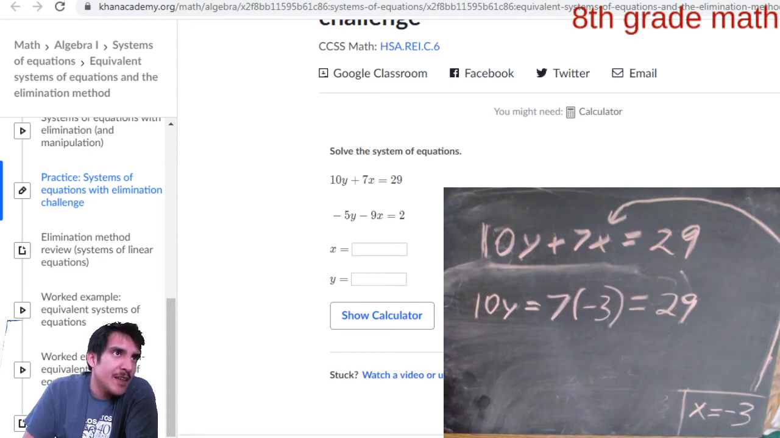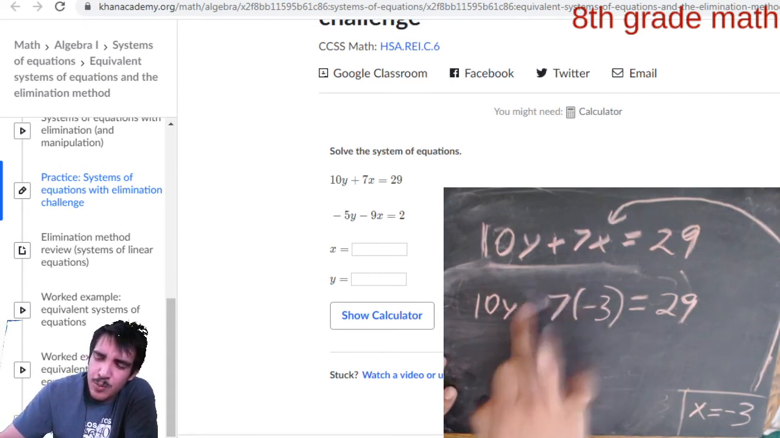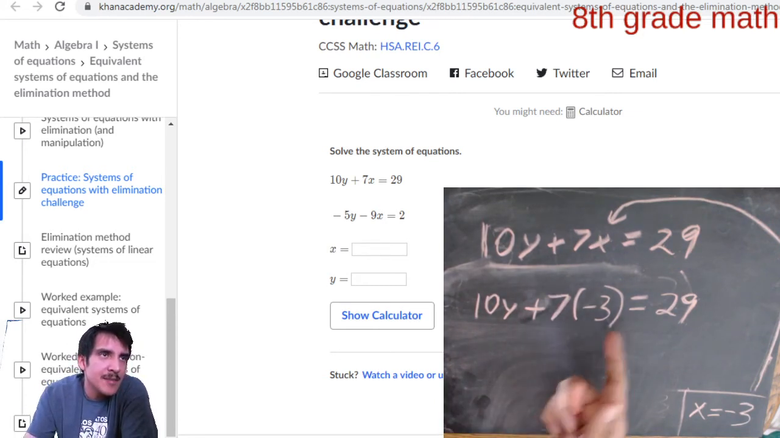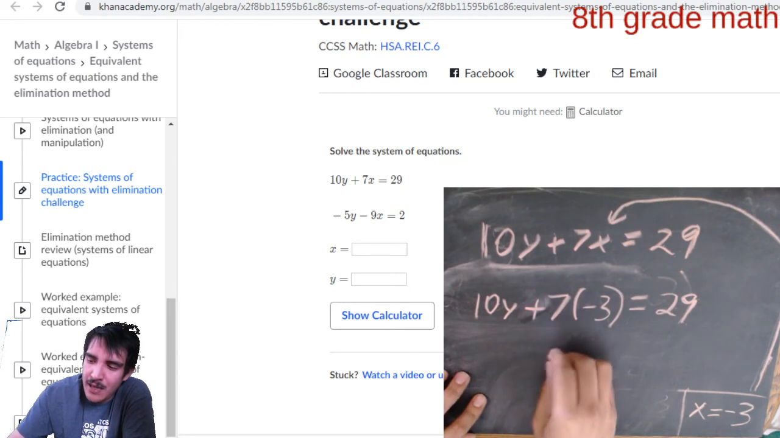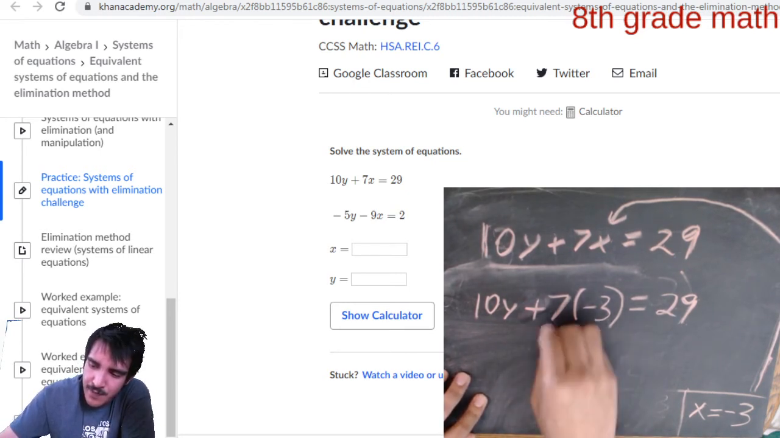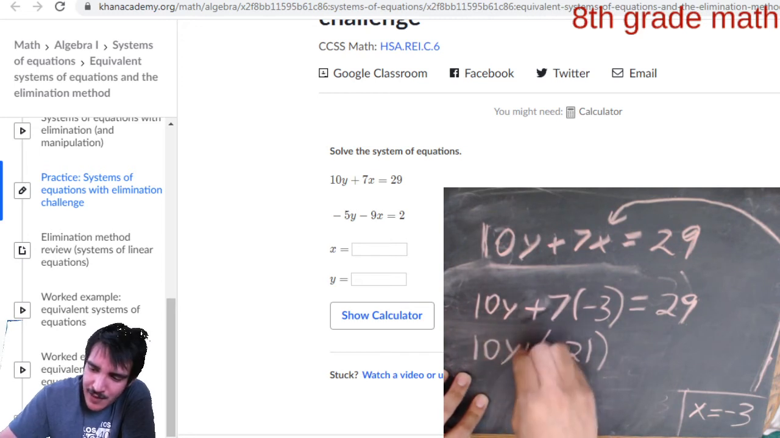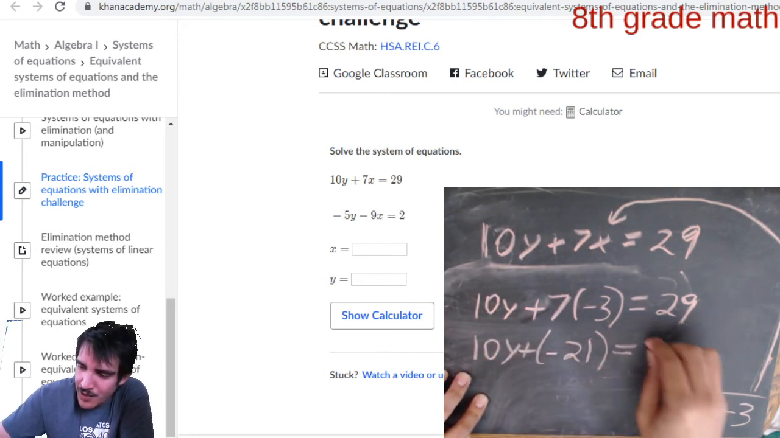So let's do the math. Oh, why did I put equals? Whoops. Plus sign. Okay. 7 times negative 3, that's going to be negative 21. So if you bring down everything after you do the multiplication, you get this.